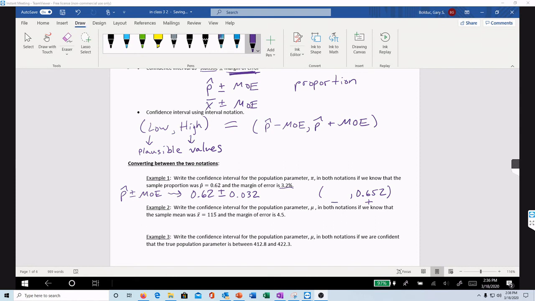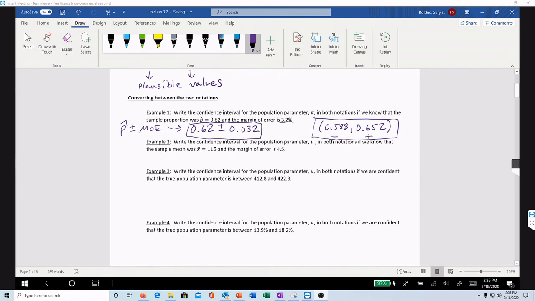0.62 minus 0.032 is 0.588, and that's my confidence interval. So both of these are confidence intervals. They're just two separate ways of writing them, but they say exactly the same thing.